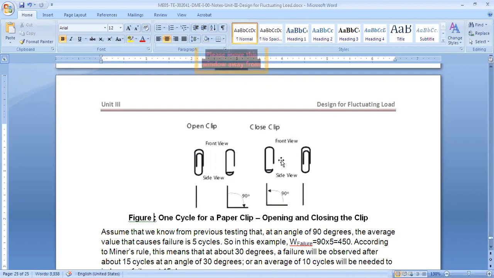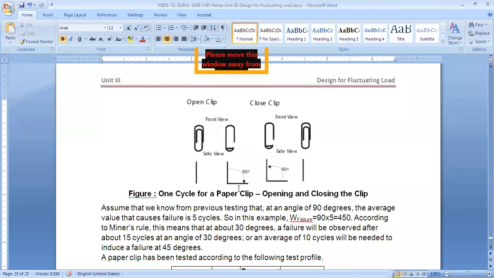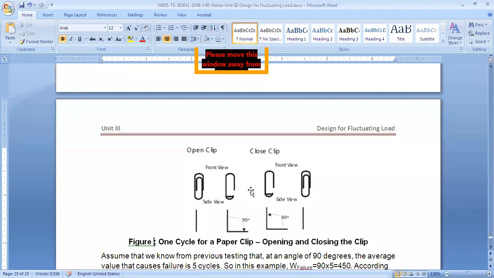So as per this rule, cumulative damage is basically this: if I rotate the clip by 90 degrees and it takes 10 rotations, then the total angle needed was 90 into 10, that means 900 degrees. That is the total angle needed to break this clip. So if I have an angle of 45 degrees, how many tries will I need? For 90 degrees I needed 10, so for 45 degrees I will need 10 into 2, that is basically 20.